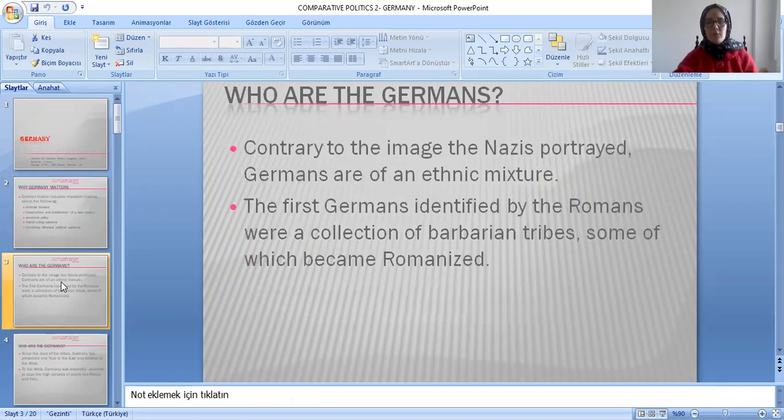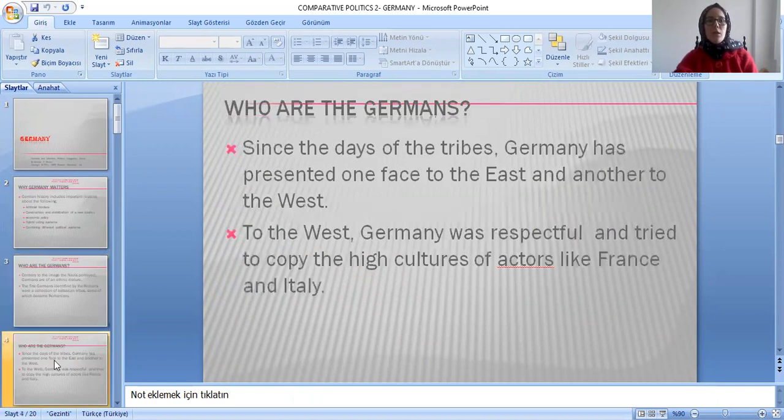Who are the Germans? Contrary to the image the Nazis portrayed, Germans are of an ethnic mixture. The first Germans identified by the Romans were a collection of barbarian tribes, some of which became Romanized. Since the days of the tribes, Germany has presented one face to the east and another to the west. To the Western world, Germany was respectful and tried to copy the high cultures of actors like France and Italy.